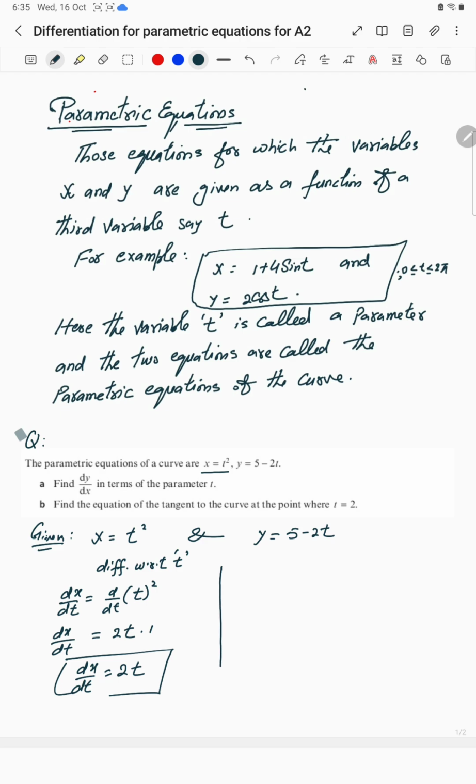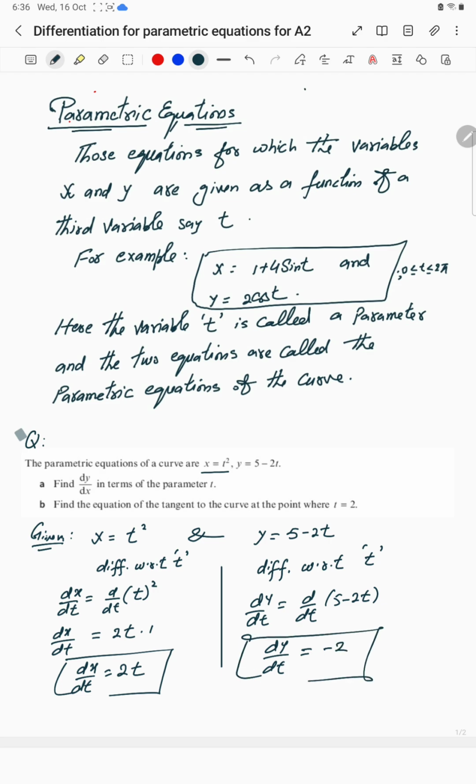Similarly, I need to differentiate the relation between y and t again with respect to t. So I will get dy by dt equal to d by dt of 5 minus 2t, and it means dy by dt will be finalized as minus 2, because you know the derivative of a constant is 0 and the derivative of t with respect to t is 1, so we get this one.